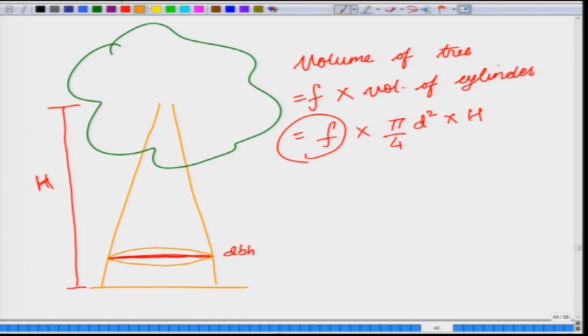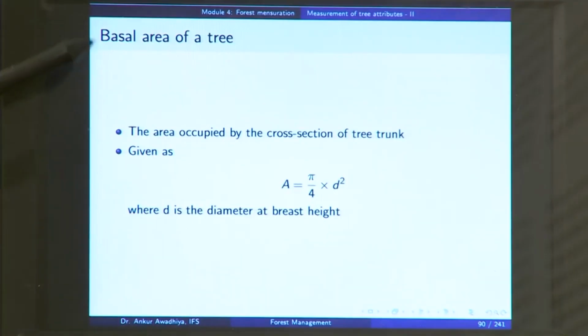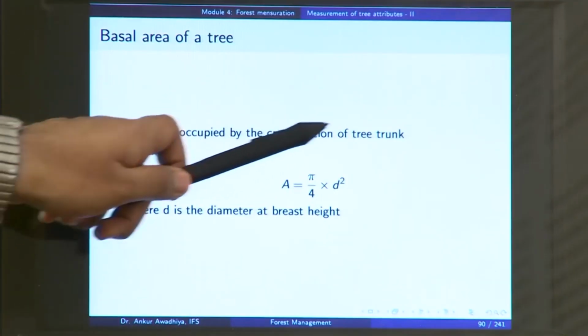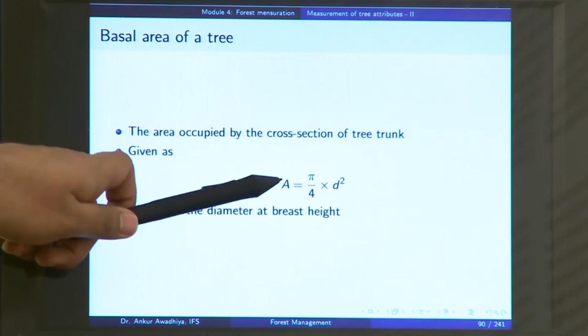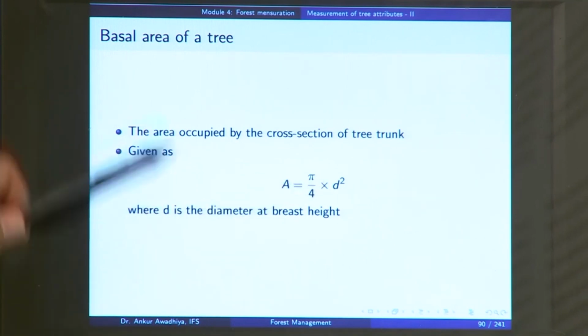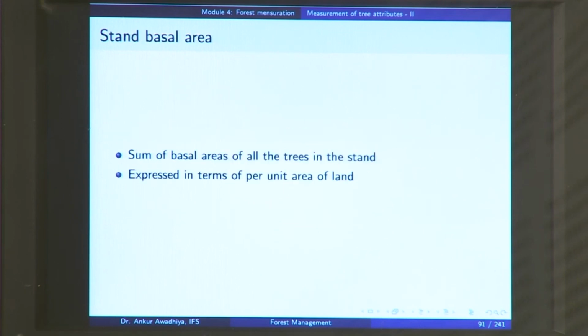Now, this pi by 4 d square, or the area of this cross section, goes by the name of the basal area of a tree. So, basal area of a tree is the area occupied by the cross section of the tree trunk given as pi by 4 d square, where d is the diameter at the breast height. And if we add up the basal areas of different trees in our stand, we will get the stand basal area, which is the sum of the basal areas of all the trees in the stand, and it is generally expressed in terms of per unit area of land.